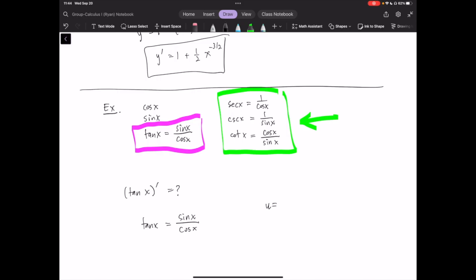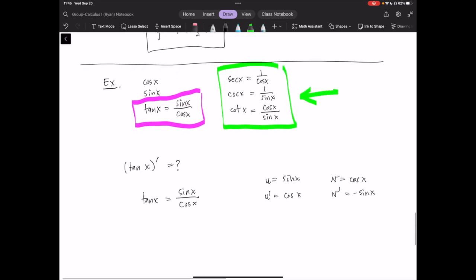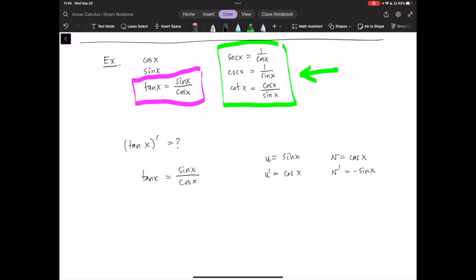So in this scenario, our u is sine of x. Our v is cosine of x. And we need to take the derivatives, right? u prime, the derivative of sine, we know is cosine. The derivative of cosine, as we saw earlier in this lecture, is negative sine of x. All right? And we just need to put this all together into our formula.